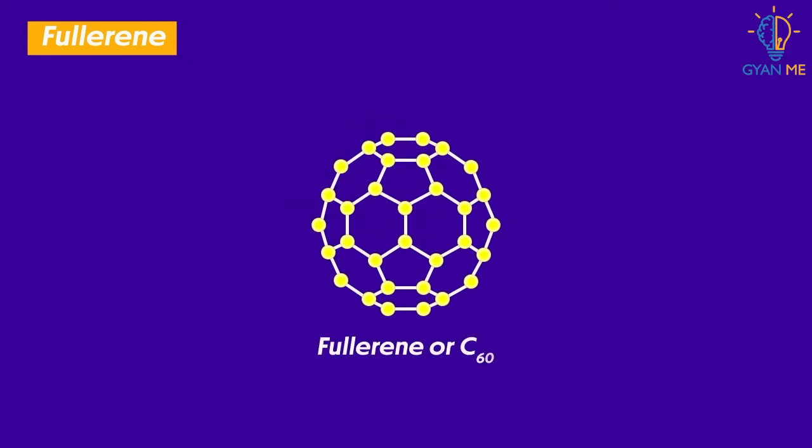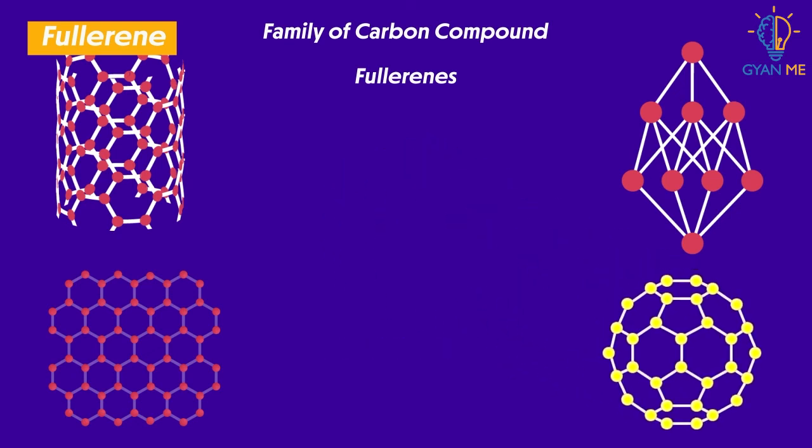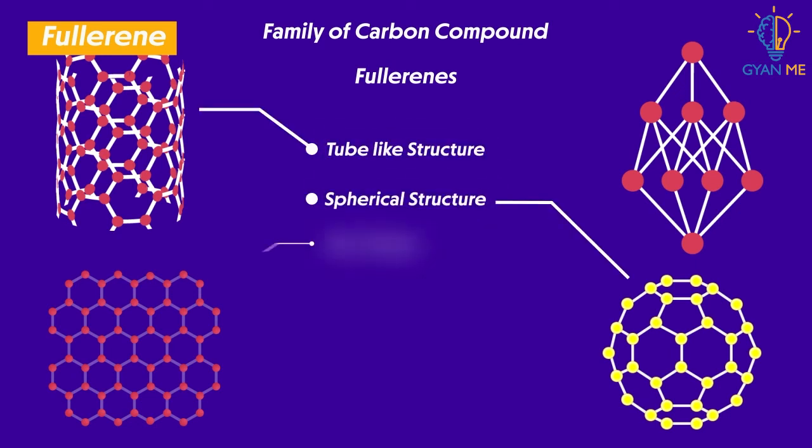Buckminsterfullerene or C60 is the most common naturally occurring allotrope amongst all fullerenes. Yes, you heard me right. There are many molecules like that of C60, and hence they together form a whole family of carbon compounds known as fullerenes. They can be of different shapes and sizes as you can observe on your screen. They can be either tube-like, spherical, disc-shaped, etc.